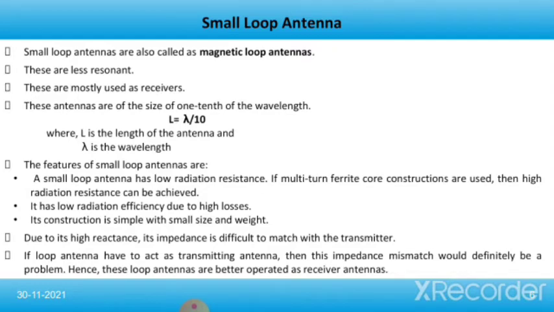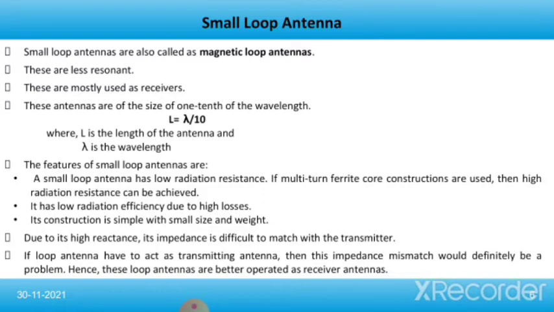Now we'll talk about the small loop antenna. Small loop antennas are also called magnetic loop antennas. These are less resonant. These are mostly used as receivers. These antennas are of the size of 1/10 of the wavelength, that is L equal to lambda by 10, where L is the length of the antenna and lambda is the wavelength. The features of small loop antennas are: a small loop antenna has low radiation resistance.